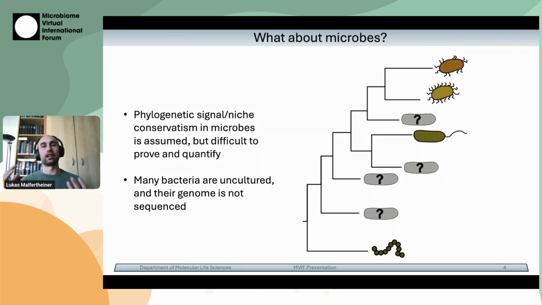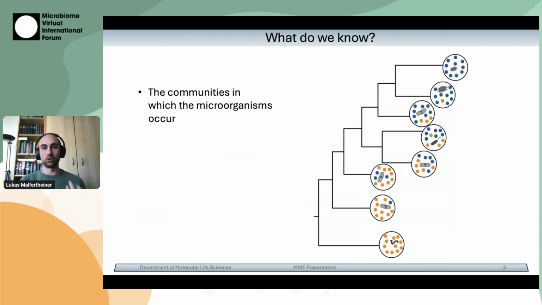So we wanted to tackle this question from a little bit of a different angle. And instead of focusing on what we do not know or what we cannot say for certain about microbes, we looked at what information we do have at scale. And what we do know, with the rise of new sequencing strategies and more sampling being done in all kinds of environments on our planet, are the communities in which the microbes occur.